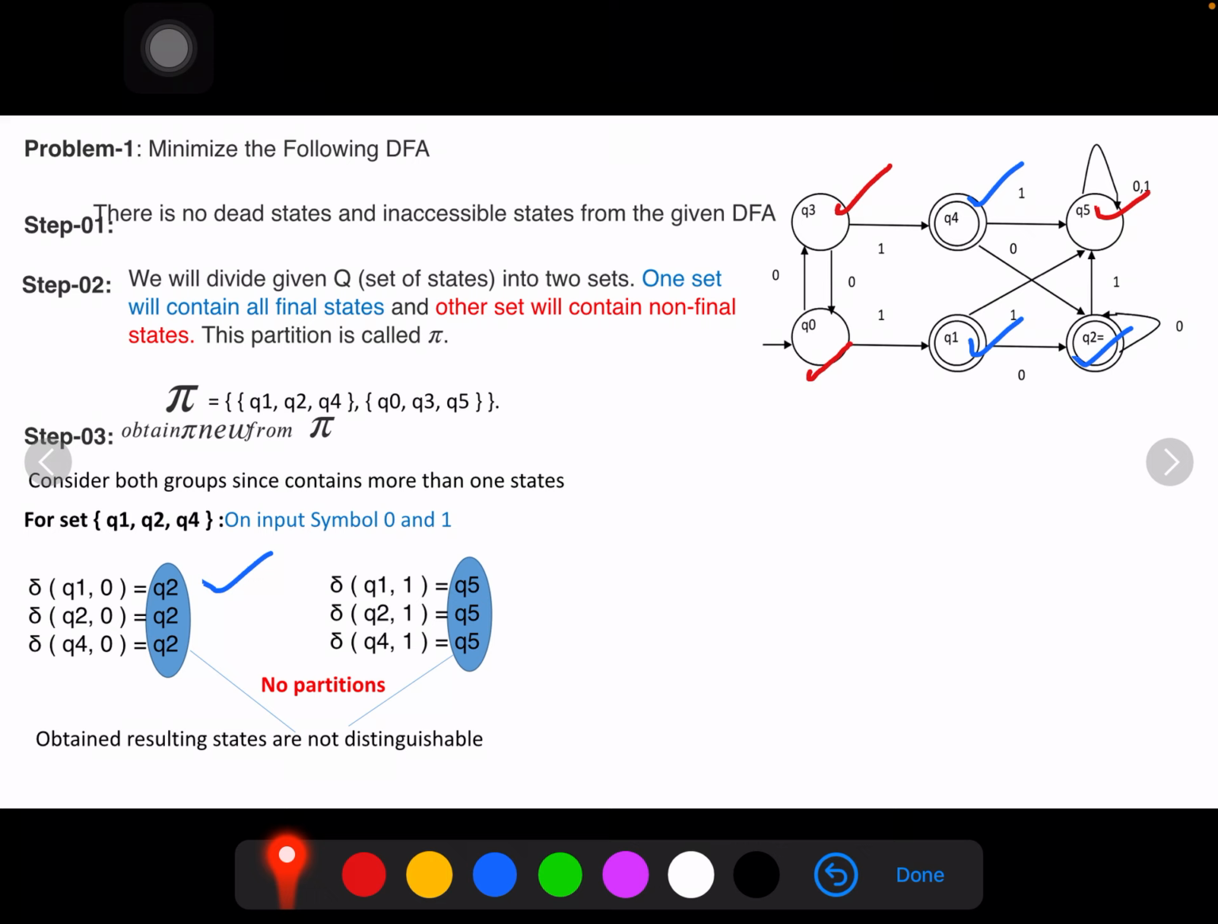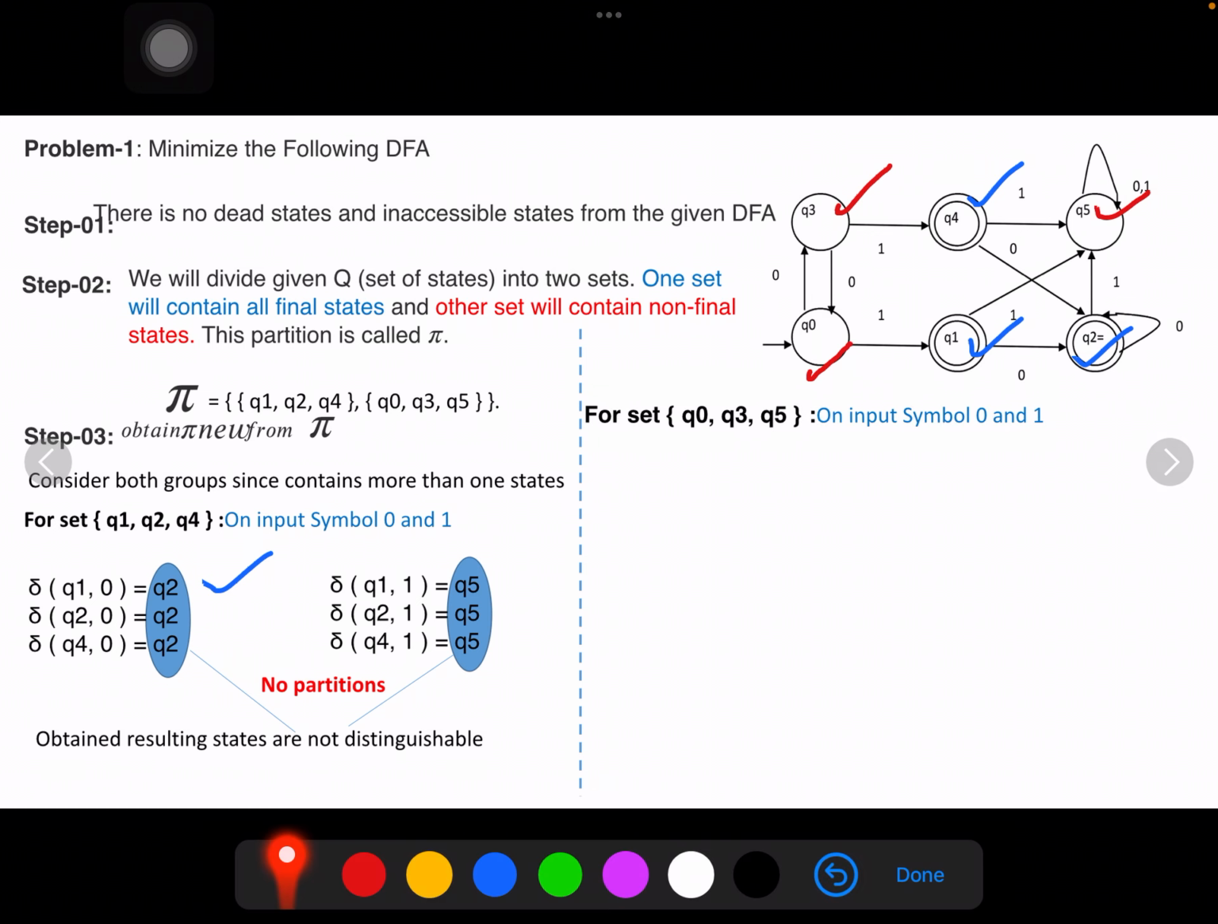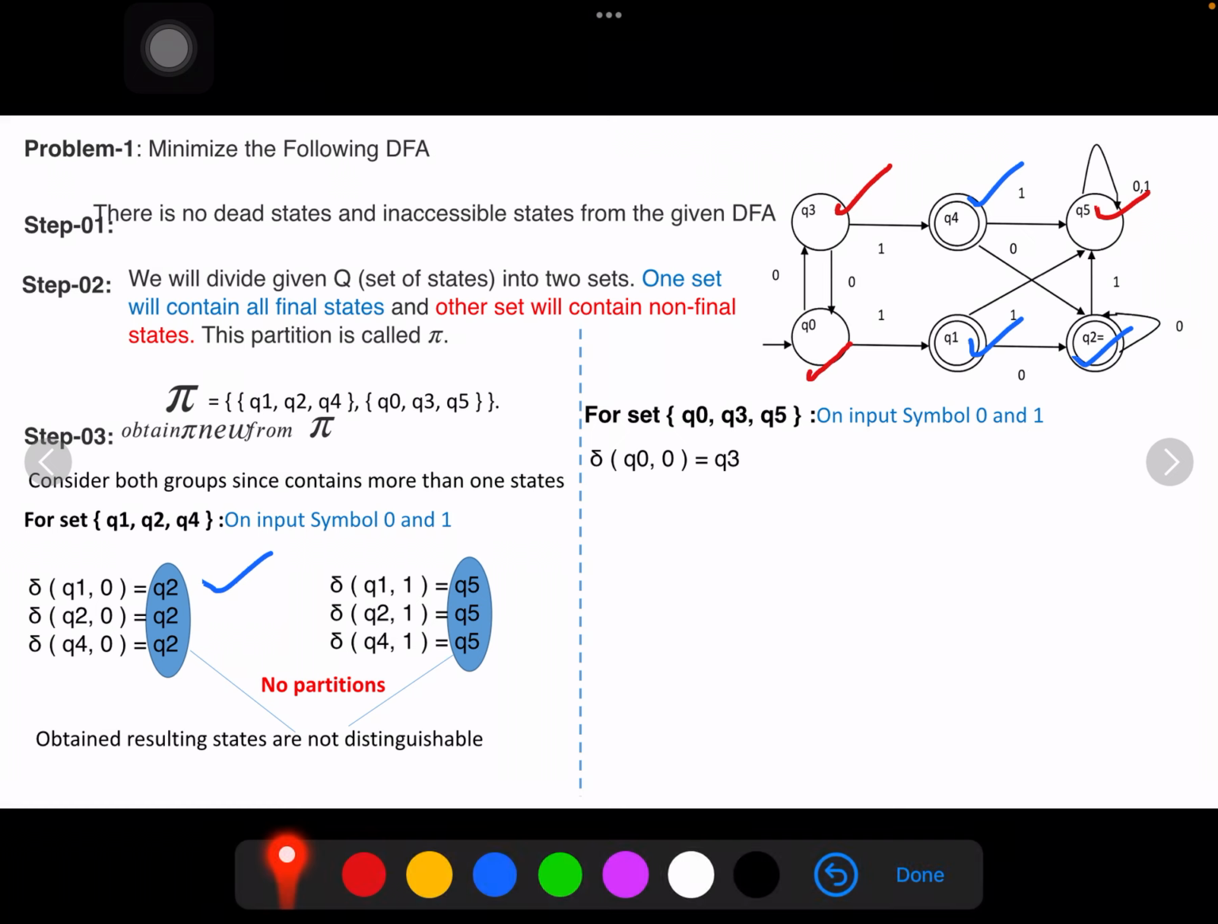Similarly, consider the second set, Q0, Q3, Q5, on input symbols. In a similar way, find the transition. Q0 on 0 will go to Q3.